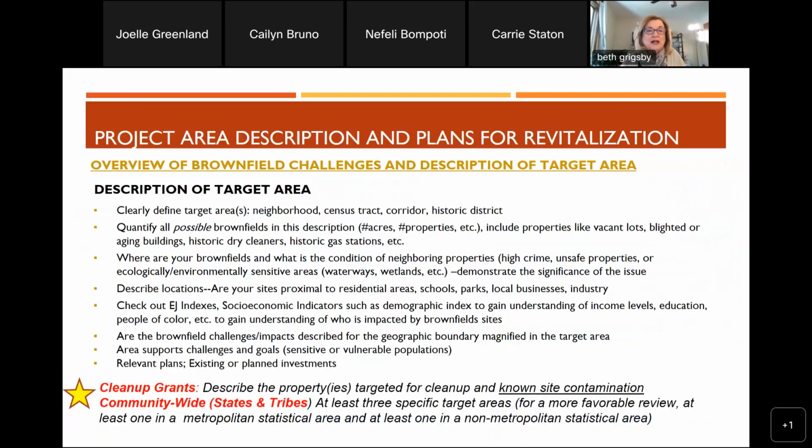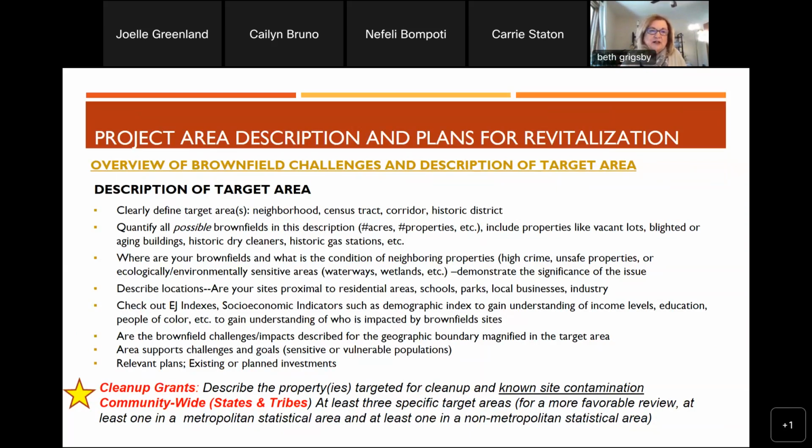The project area description and plans for revitalization. I want to get back to the project area description. You need to start this with a bang. You need to capture your reviewer's interest. If you're really dull and boring, it's probably going to carry throughout the whole application. So make sure that you are really gearing up and getting their attention. It sets the stage for the rest of the project.